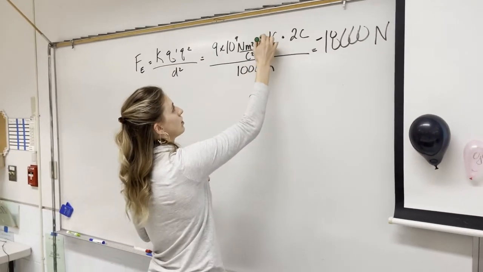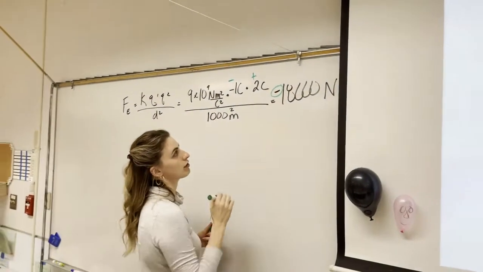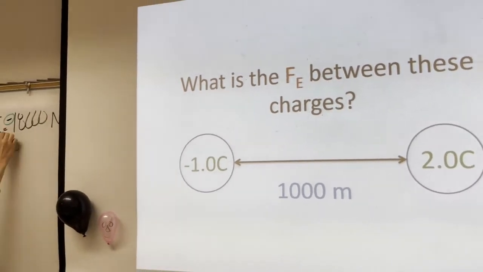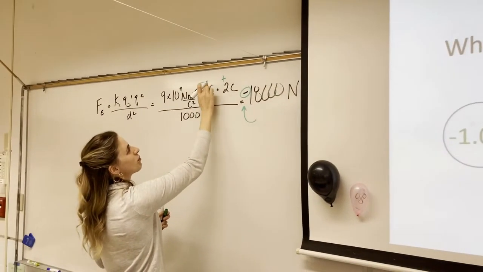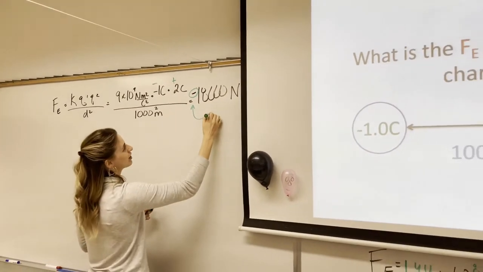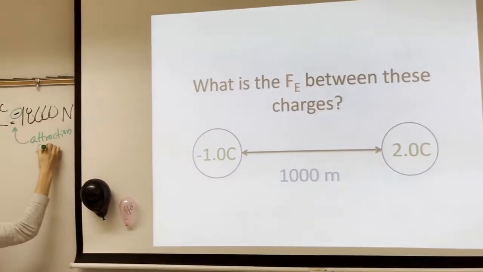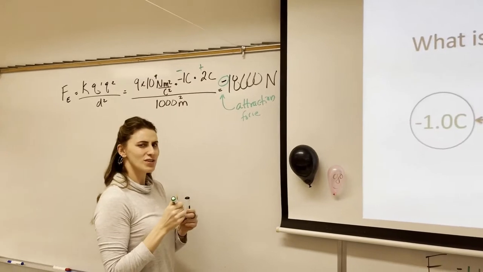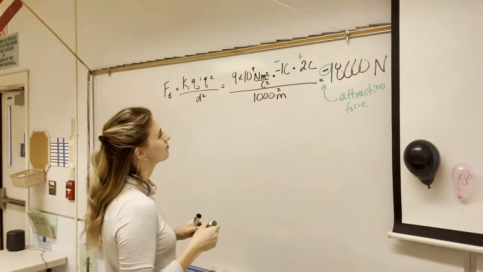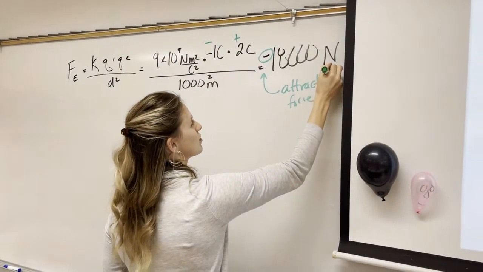Let's point this out. A negative times a positive number here gives me a negative number here, right? So what kind of force is this? Electrical force. When we have opposites here, we have attraction. It's either attraction or repulsion, and opposites attract. So it's an attractive force, or a force of attraction.